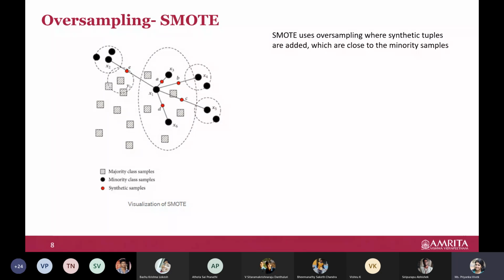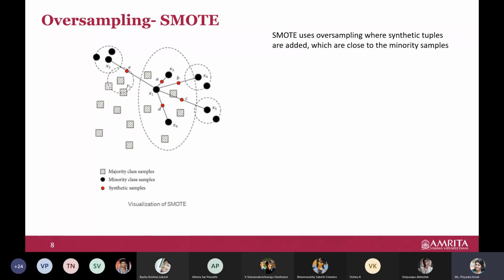When we say samples, since we are drawing it in two dimensions, don't think like that. When we say you're generating or synthesizing a new sample, it is an instance. If you had, say, 24 features, we are actually generating a new sample with all these 24 features. Which are close to the minority samples. So this is one approach.